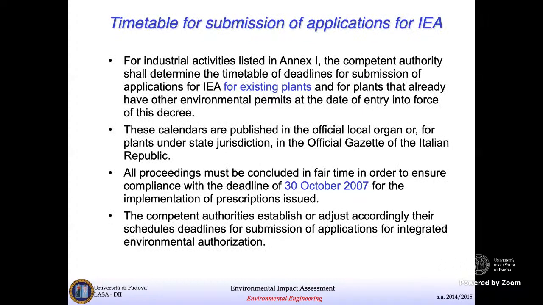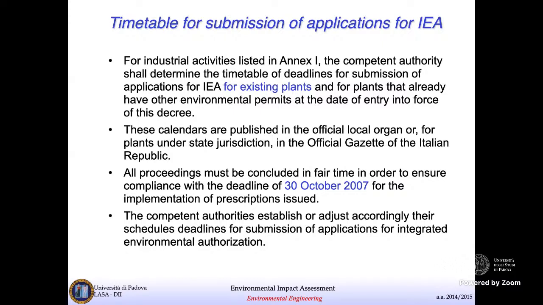There is a very precise timetable for submission of applications for integrated environmental authorization for industrial activities listed in Annex 1 of the directive. The competent authority shall determine the timetable of deadlines for submission of applications for integrated environmental authorization for existing plants and for plants that already have other environmental permits at the date of entry into force of this decree. So the timetable also gives indication of which are the time limits.